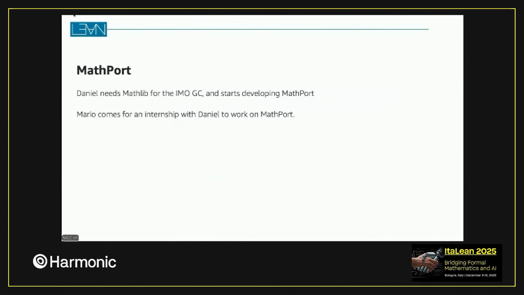Then Daniel is starting Mathport. For the IMO Grand Challenge, he's using Lean 4, but Lean 4 is not enough. You need the math library, right? And so he's writing a tool to help port Mathlib to Lean 4. And he gets Mario to work with him as an intern, right? They start working together. Mario takes over Mathport. He adds a bunch of features to make this insane task possible: moving more than 1 million lines of code from Mathlib 3 to Mathlib 4.